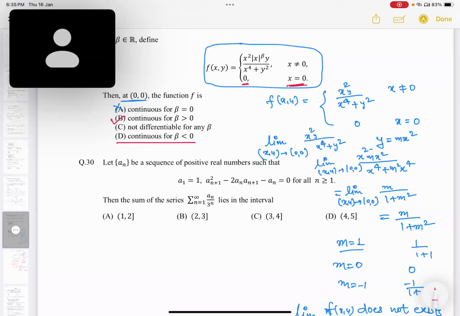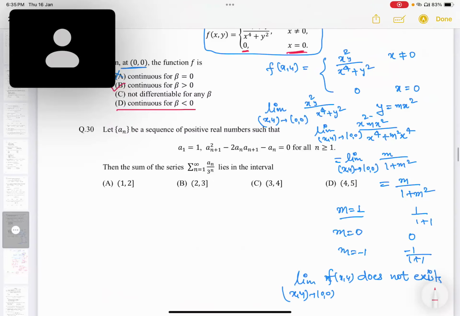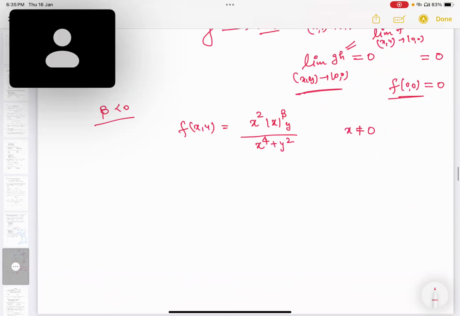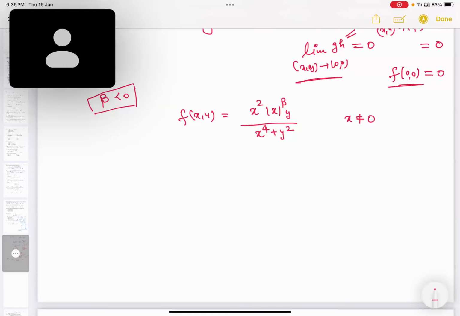What will happen if beta is less than 0, right? Suppose beta is less than 0, and again your function is f of xy equals x square mod x to the power beta y upon x to the power 4 plus y square, where x not equal to 0. It is given in the question. Okay, so now you want to try this part. We are checking for beta less than 0. For a particular case, I can check for beta equals -1. You can even check for beta equals -2.